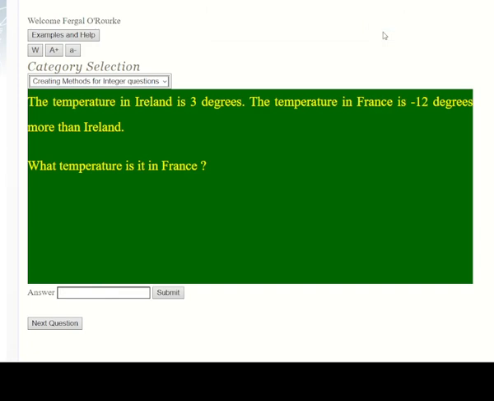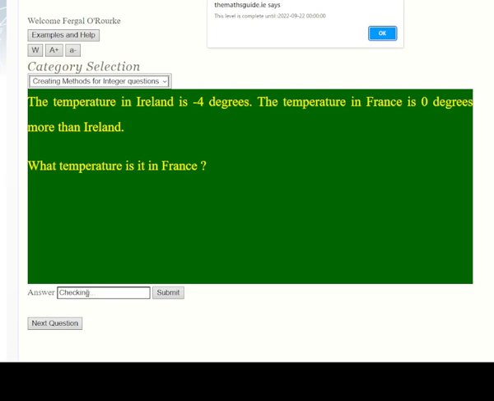Okay, now we begin our questions. France is more than Ireland. Again, France is more than Ireland. So we add them two together, the 3 plus -12, -9. France is more than Ireland, so we add them. -4 plus 0 is -4.